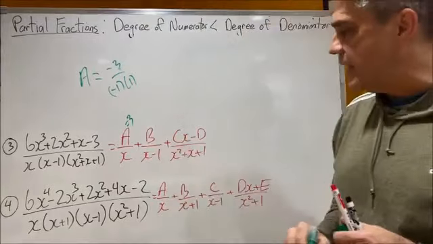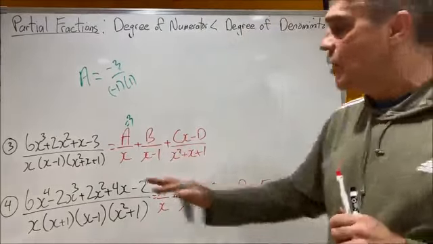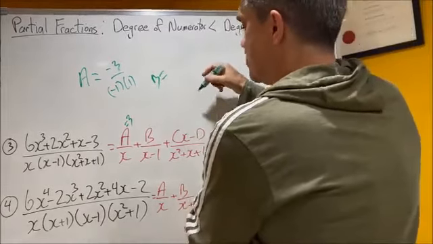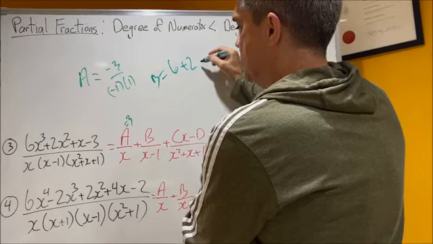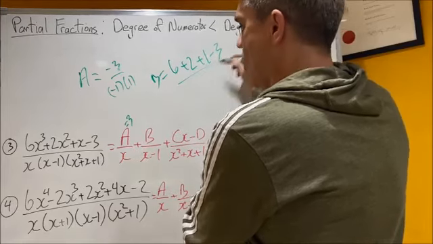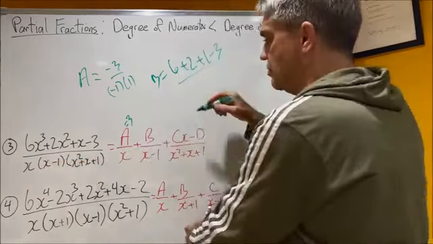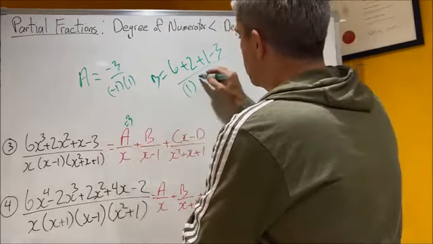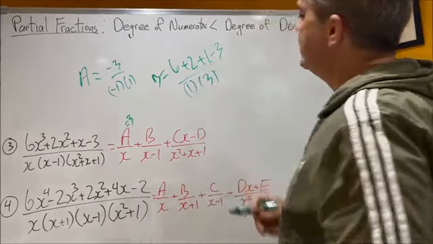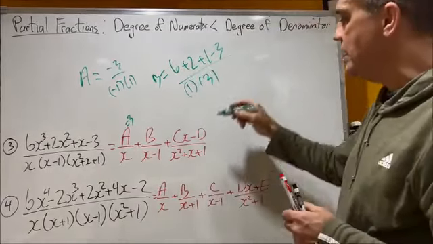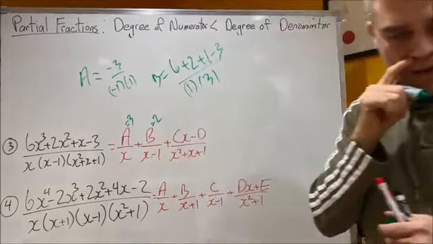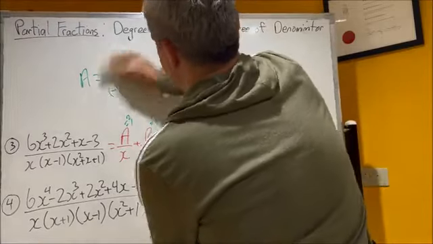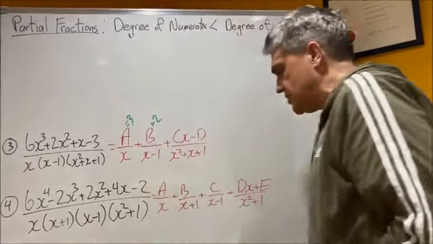Same thing with b. We need x equals 1, but we're going to cover that guy. We put in x equals 1, we'll get b. We're going to get 6 plus 2 plus 1 minus 3 over. Remember, we've got that middle factor covered, so we're going to have a 1 on the outside. 1 plus 1 plus 1, that's a 3. So we've got 6, 7, 8, 9. 9 minus 3 is 6. 6 divided by 3 equals 2. B equals 2, right?